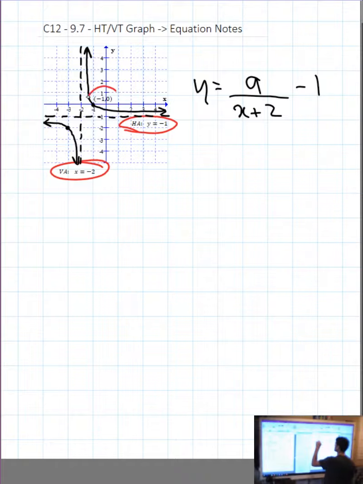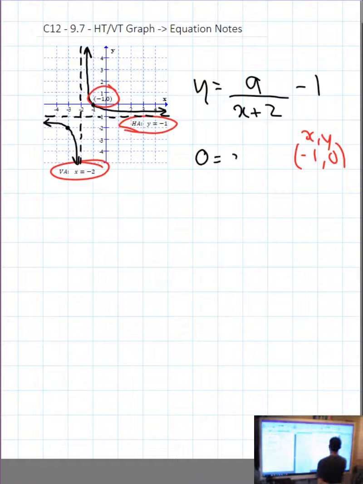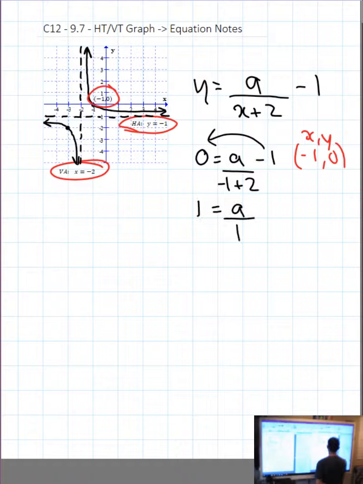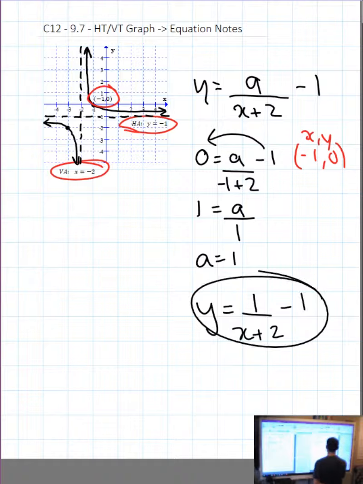Now they've given us a point. So negative 1 comma 0, x comma y. So I can replace 0 in for y, negative 1 in for x, and I can solve. I can add 1 to both sides, I can simplify the denominator, and I simply get a equals 1. Therefore, y equals 1 over x plus 2 minus 1.